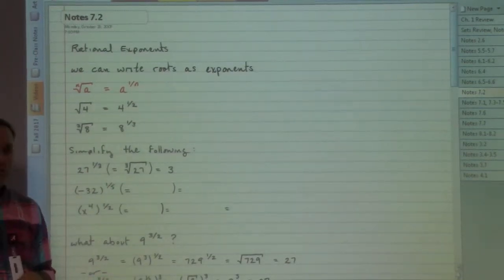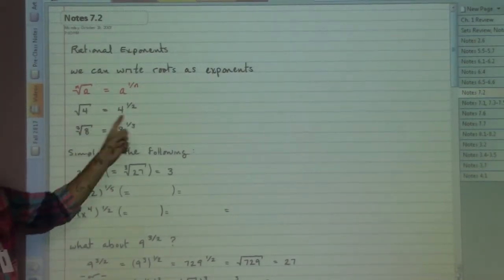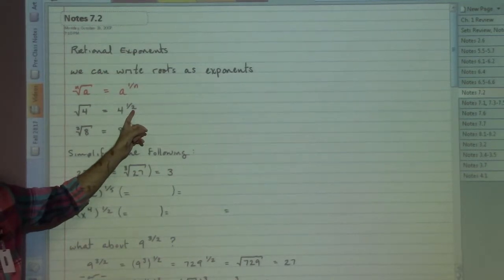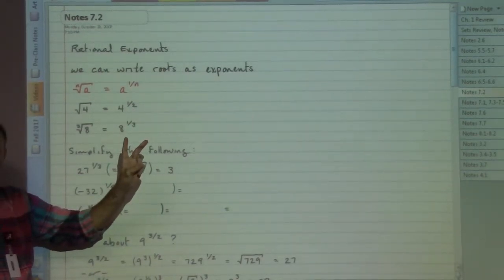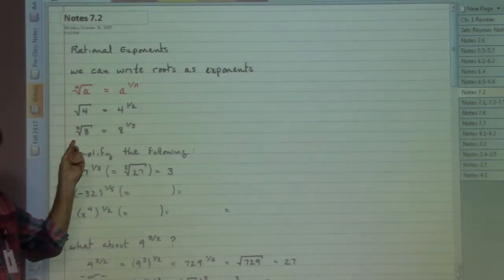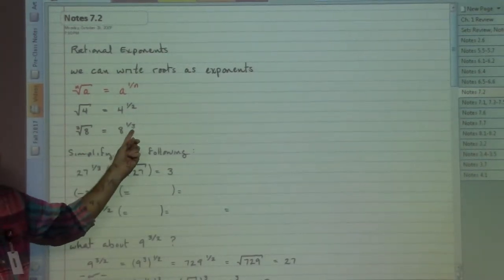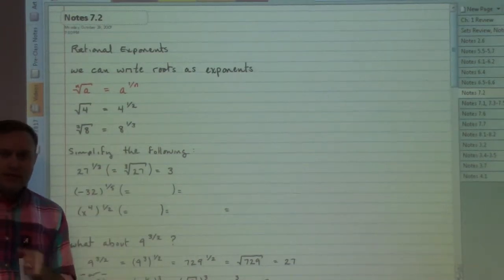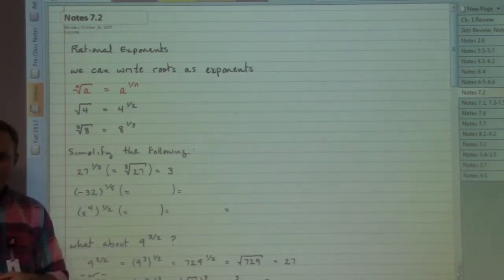If we had a square root, then we would have a power of 1 over 2. So square root, second root, denominator is 2. Cube root, aka third root, the denominator would be 3. 17th root, the denominator would be 17.